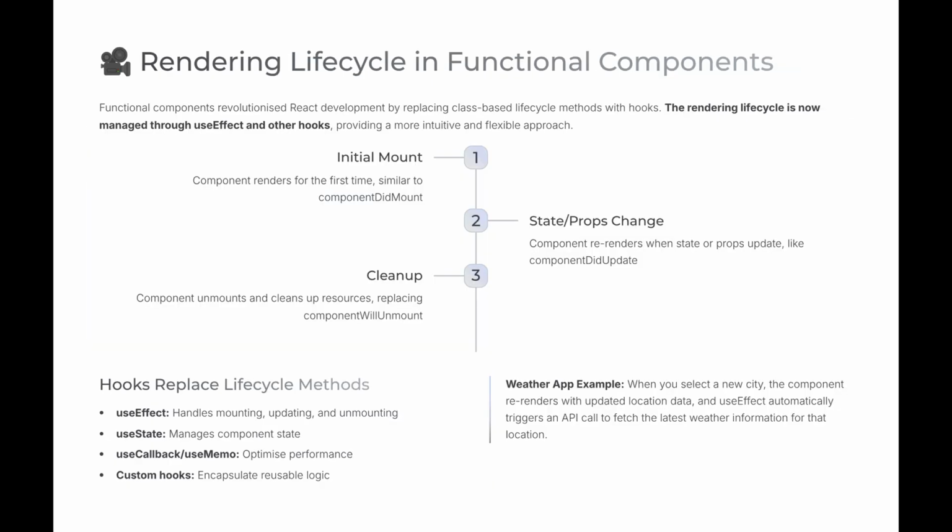Let's now look at the rendering lifecycle in functional components. In the past, class components had explicit lifecycle methods, things like componentDidMount, componentDidUpdate, and componentWillUnmount. Functional components don't have those methods, but hooks provide the same functionality in a more flexible way. Here's how it works. On the initial mount, React renders the component for the first time. When props or state change, React re-renders the component. When the component unmounts, cleanup functions run to release resources.